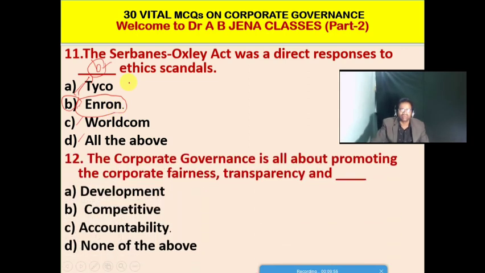Next MCQ: corporate governance, CG, is all about promoting corporate fairness, transparency and what? A. Development. B. Competitive. C. Accountability. D. None of the above. Friends, C is the right option for this MCQ. Corporate governance is all about promoting corporate fairness, transparency and accountability.